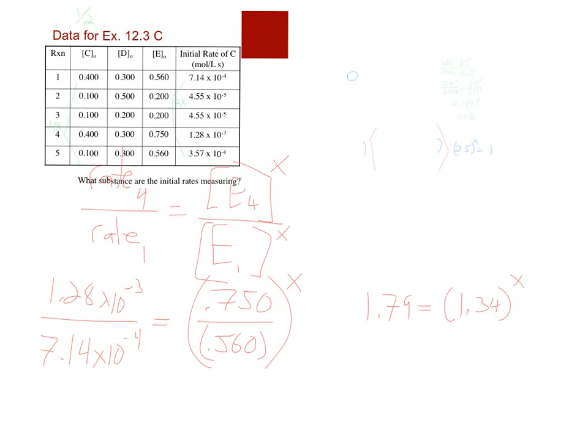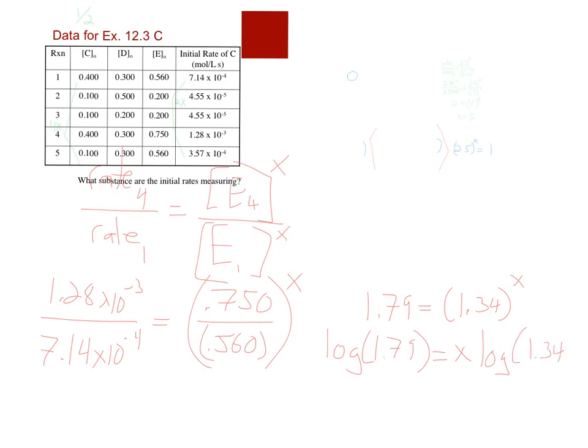Now, there's lots of ways. Some of you guys know how to do this, some of you don't, so I'm just going to work through a way to do this. If we did log of 1.79, what that's going to do is move the exponent out front, and it is going to equal x times the log of 1.34.